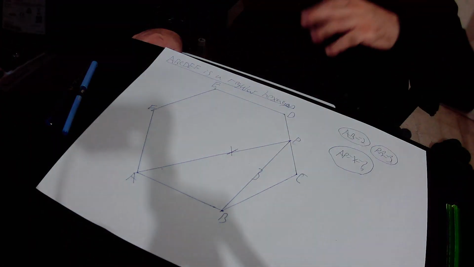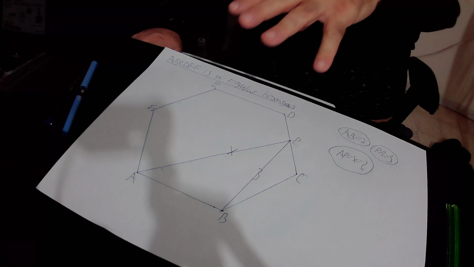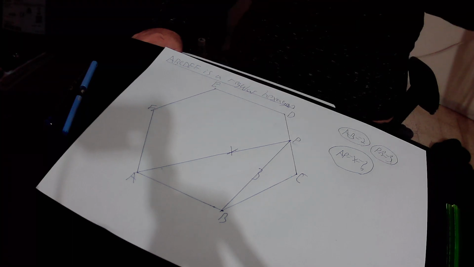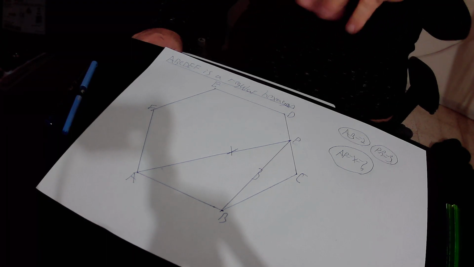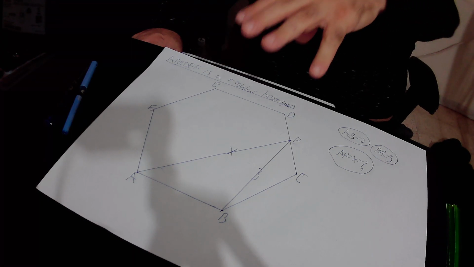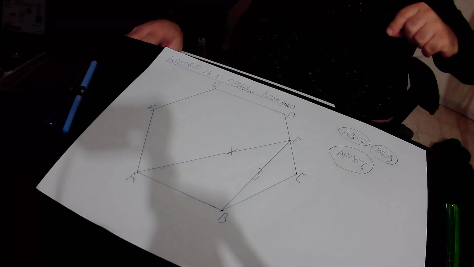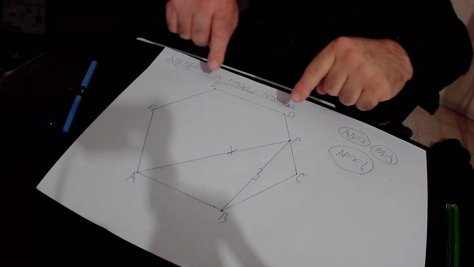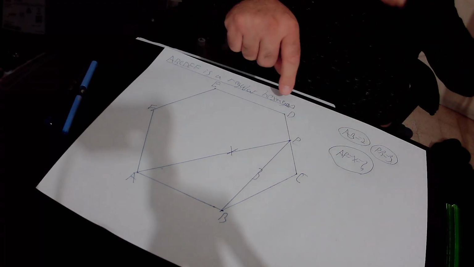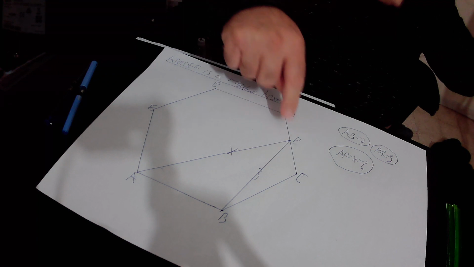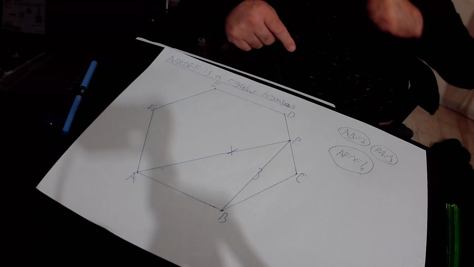Hello, in this lecture we will find out the length of line segment X. In the drawing we have a regular hexagon. A regular hexagon is a closed polygon with 6 equal sides and 6 equal angles. Here all the 6 interior angles are equal to each other, and all the 6 sides of this regular hexagon are also equal to each other.